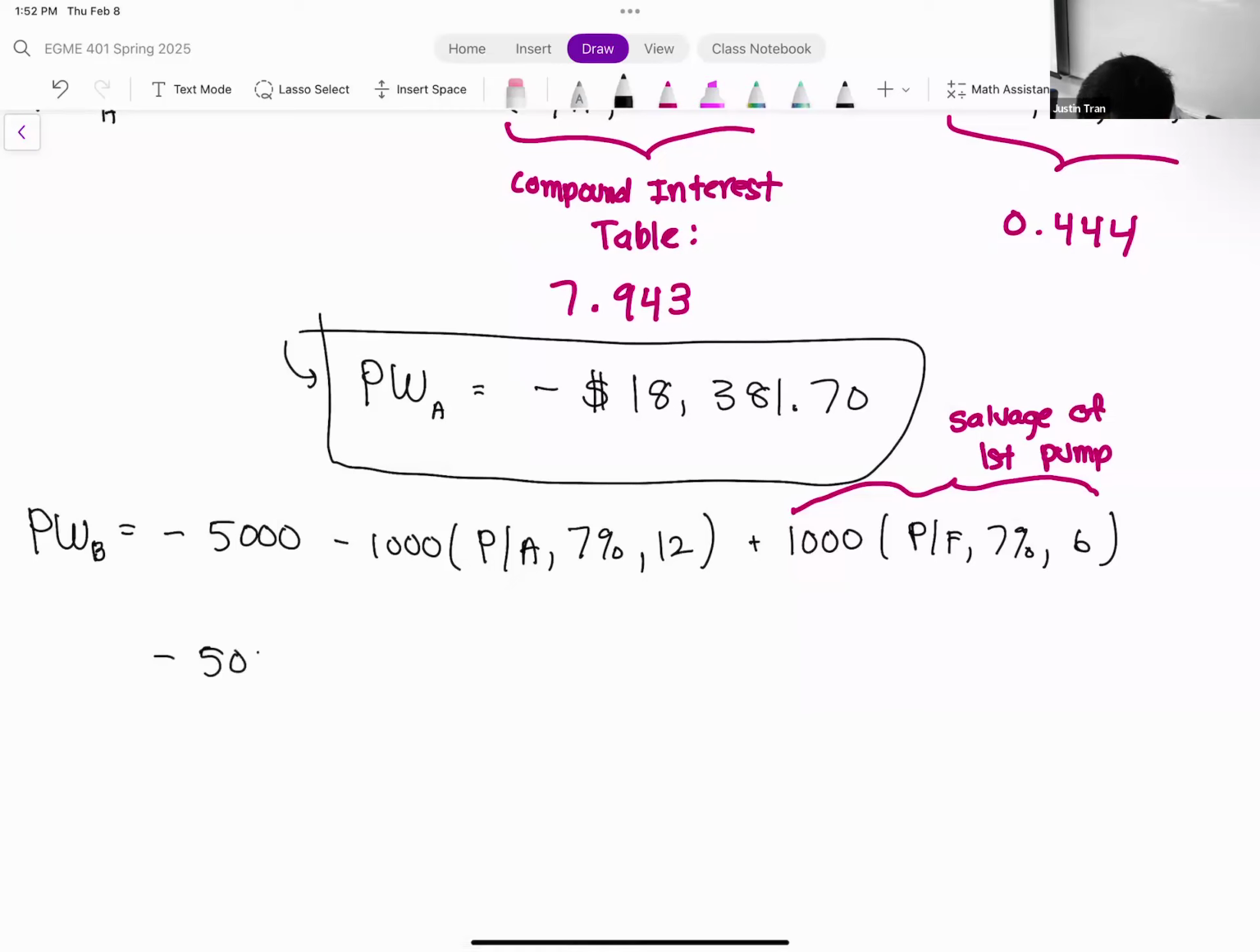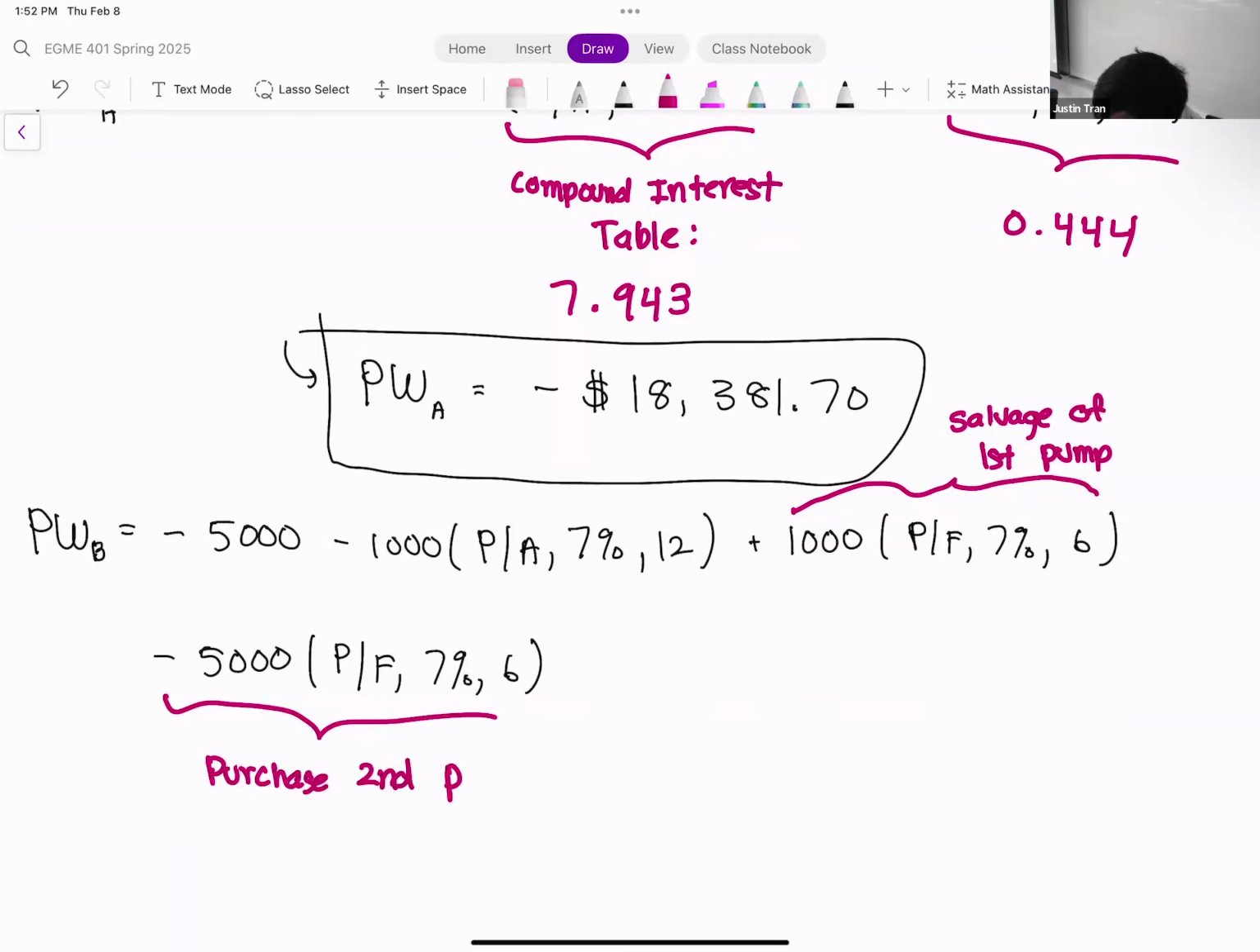Next, we need to buy our second pump. Our second pump is going to be bought again for $5,000, so we have minus 5,000. But this is occurring in year 6, so we need to convert this back to present day. So we have minus P over F, 7%, and 6. This next factor here is the purchase of the second pump. And then once that second pump reaches its end of life, we salvage it. So we have another plus 1,000 P over F, 7%. That second pump we're salvaging in year 12, so we make that change to the end there.